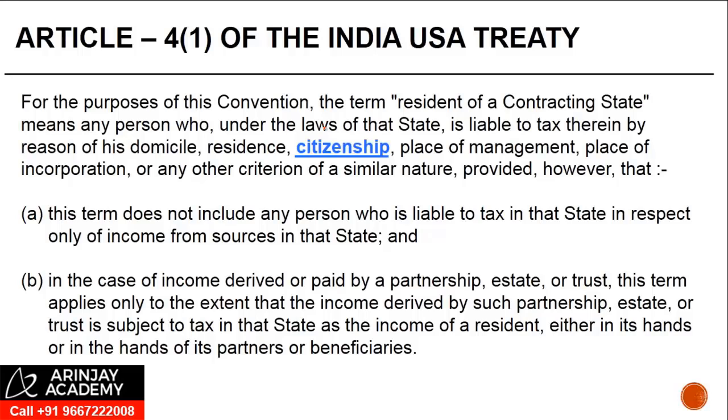Now, I'll take a pause here, and I'll just show you something which is different in one of the treaties. If I go to the India-US Treaty, Article 4.1 of the India-US Treaty, here if you see, it says "is liable to tax therein by reason of his domicile, residence, citizenship," right? Which means that if a person is a citizen of India or a citizen of US, he will be considered a resident within the meaning of Article 4.1. But when I was looking at the India-Austria Treaty, this word citizenship was missing, which means that insofar as India-Austria is concerned, every citizen of Austria need not necessarily be a resident of Austria for the purpose of Article 4.1.